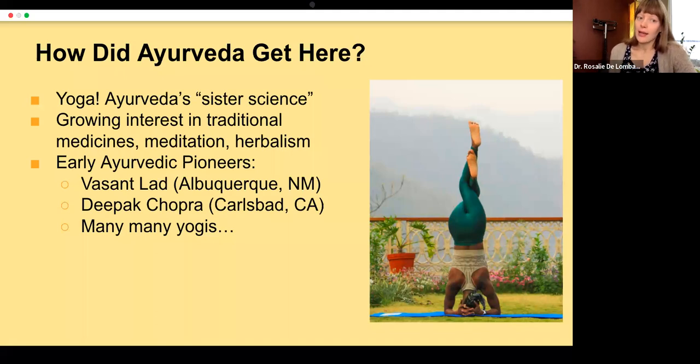And then secondly, if you think back to the 60s and 70s, there's a growing interest in traditional medicines, meditation, and herbalism. And people at that point were just starting to gather data that included Ayurveda, included traditional Chinese medicine. And so that sort of informed how Ayurveda got here.